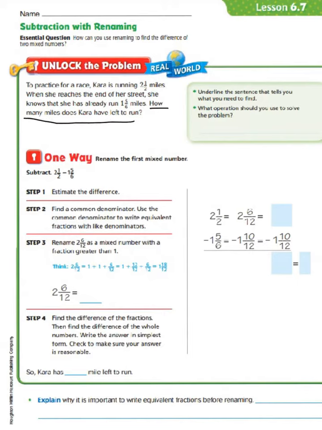Now let's look at the second part of that. What operation should you use to solve the problem? Well, we know that she wants to run 2 1/2 miles and that she has already run 1 5/6 miles, and it says how many miles does Kara have left? Left signifies subtraction, so we know that we will be using subtraction.